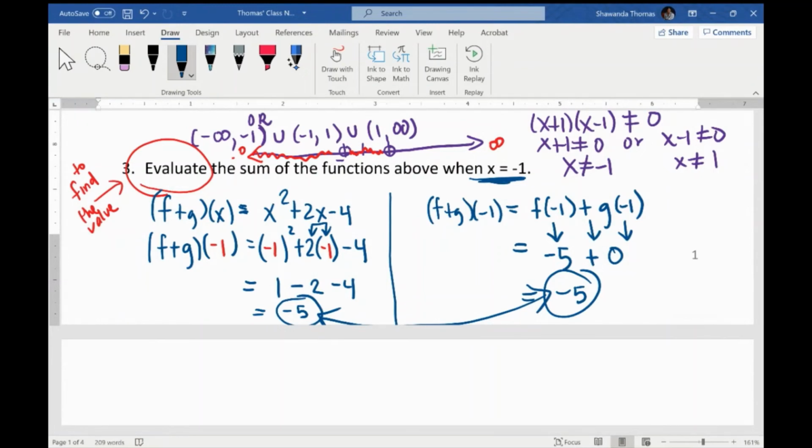Y'all see that? I don't know which way you caught on to faster, but I just wanted to show you both ways to get the answer. I did it this way because we had already added the two functions together already. But if you hadn't done that already, I would probably prefer the second way. All right. So just write that down for now. Let it marinate over the weekend.